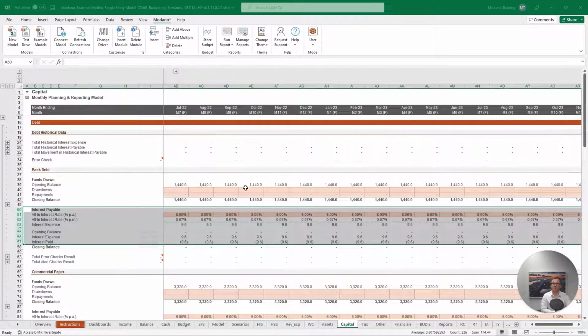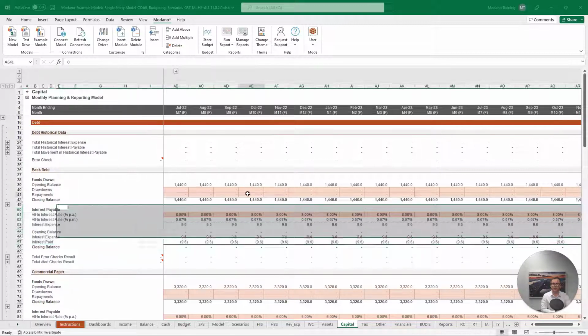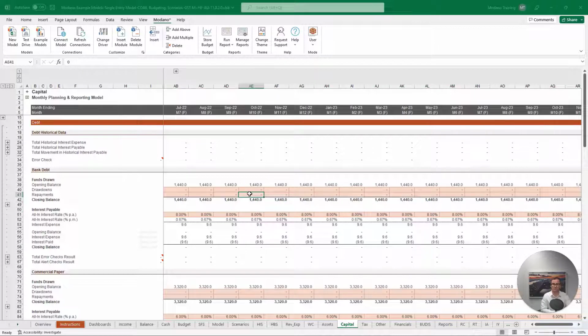If we look at the October 22 month, for example, we currently have no change in drawdowns or repayments for the month. If we wanted to forecast a repayment of, say, $100 of debt, if we enter our assumption of 100, you'll then see that we have our opening balance of 1440 less our repayment of 100, giving us a closing balance of 1340. This is our return of capital for our bank debt facility.